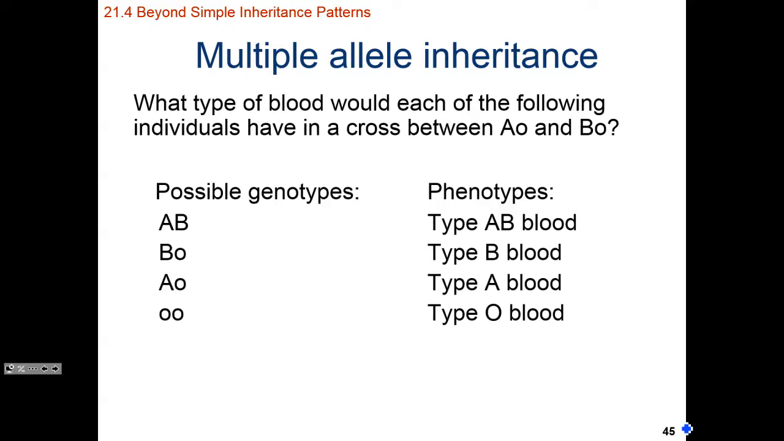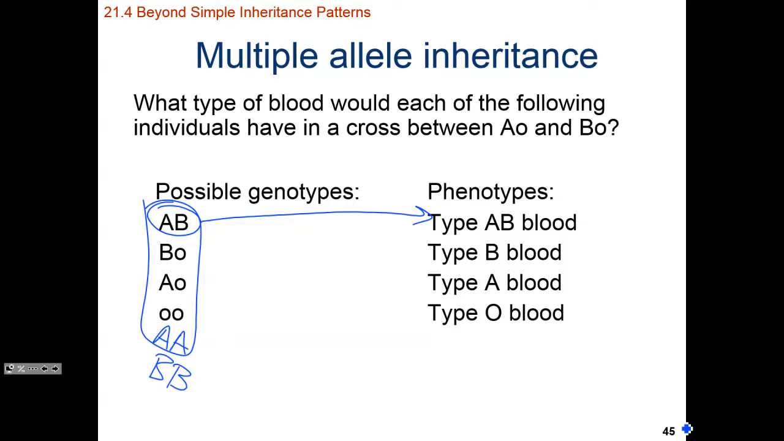So here are the possible genotypes. You can have A and B, you can have B and O, you can have A and O, or you can have O and O. And actually we omitted a few. We could also have A and B and B. If someone has the dominant A and B alleles, they have type AB blood.